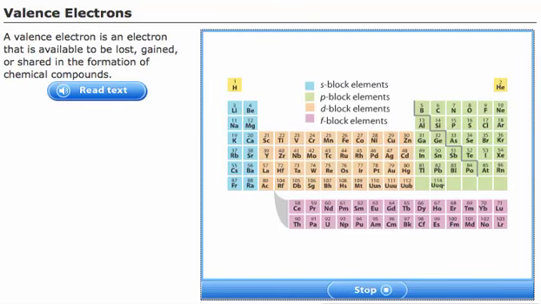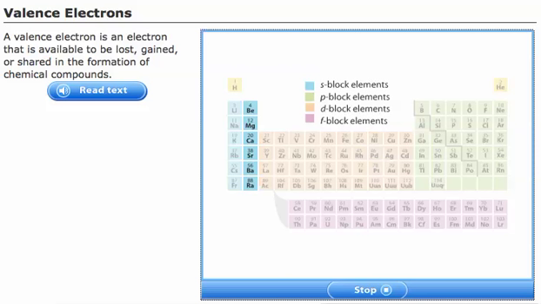The number of valence electrons for S and P block elements can be determined from the periodic table. For example, all members of the alkaline earth metals have 2 valence electrons, and all members of the nitrogen group have 5 valence electrons.